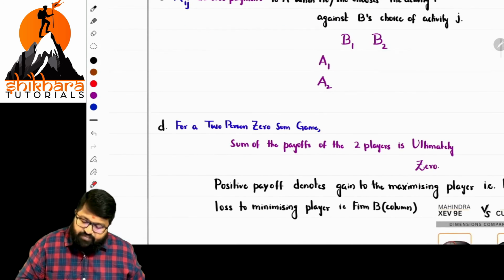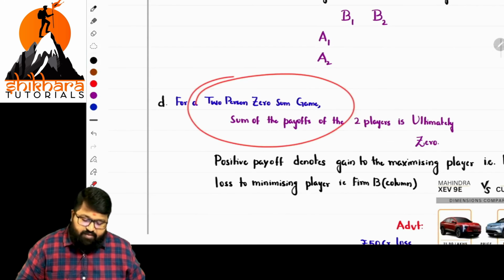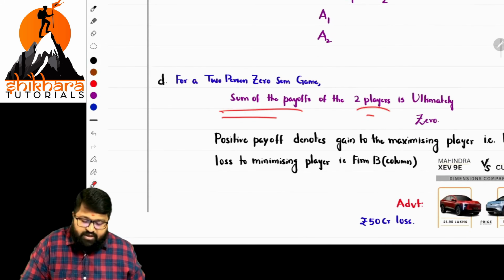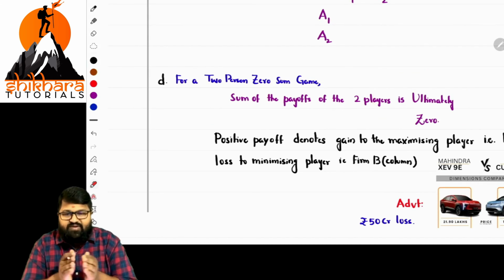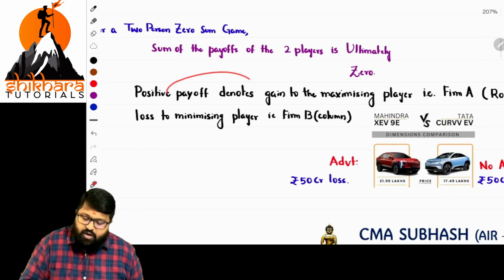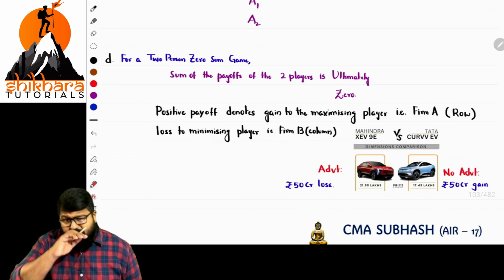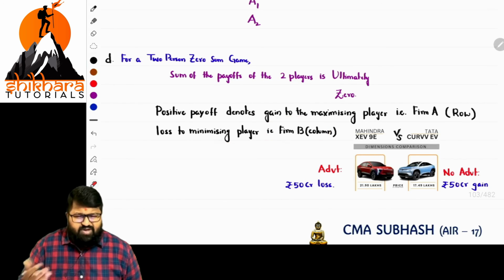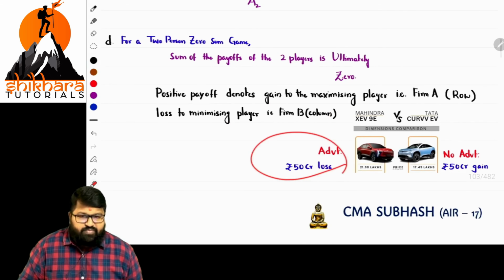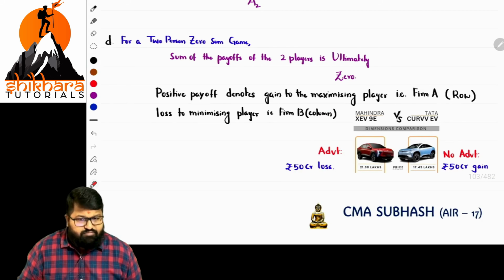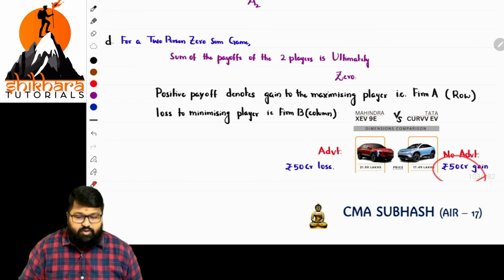Okay, next. For a two-person zero-sum game, what is the sum of payoffs of the two players? It will ultimately be zero. The net effect will be zero. Okay. Positive payoffs denote a gain to the maximizing player and a loss to the minimizing player of the firm. Basically, the positive we shall see. So advertisement: without advertisement we have gone into the market. Then we have gained 50 crores and automatically the other player will lose. That is the point.